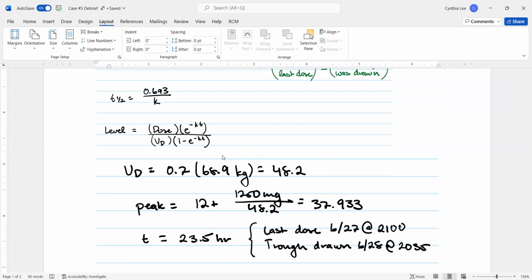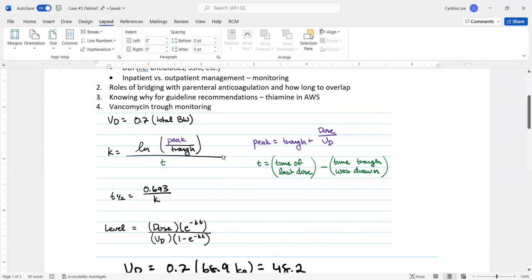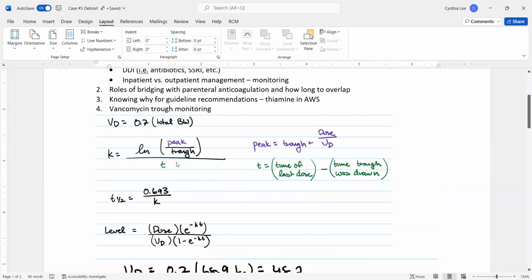And if you do the initial dosing, that's wrong, right? Because it's not an initial dosing. It is a maintenance dosing. The patient has been getting vancomycin. It's not the first time you are recommending vancomycin for the patient. So that's why the AUC monitoring is not going to work for this patient.